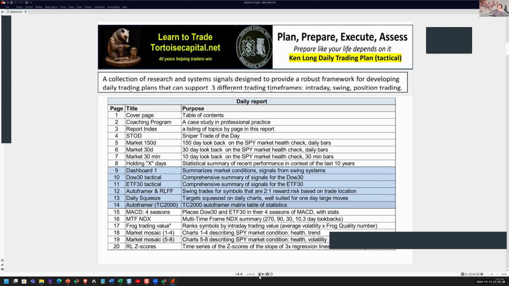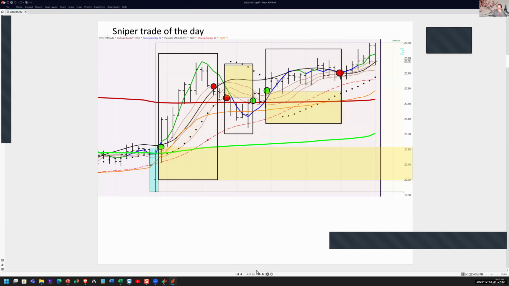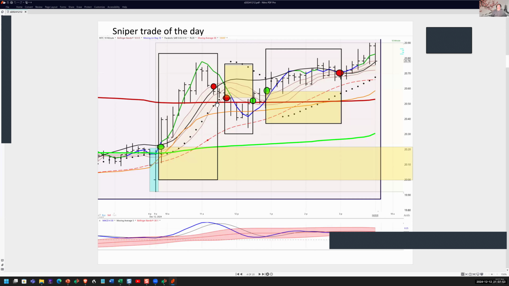The PTIR trade's still working. So our agenda for the daily report. Here's the sniper trade of the day. This is an Intel in the semiconductor space. Here's where it closed yesterday.